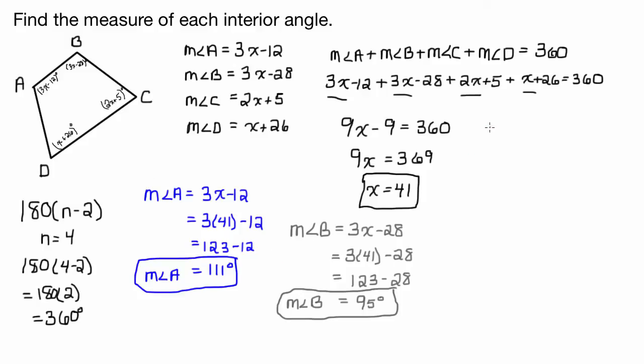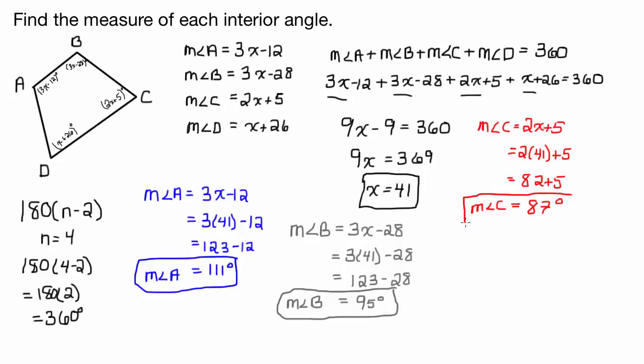All right, let's move on to angle C. The measure of angle C is 2x plus 5. In this case, x is 41, so it's going to be 2 times 41 plus 5. 2 times 41 is just going to be 82. So that's going to equal 87. So the measure of angle C is 87 degrees.